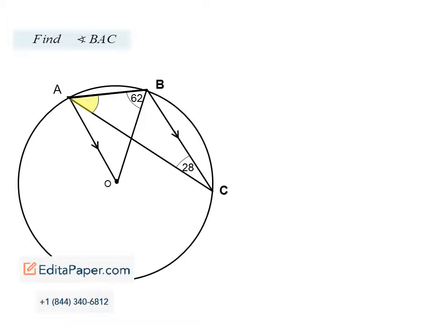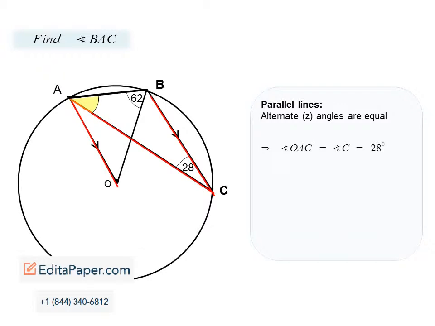Our last angle is angle BAC as shown, and to find angle BAC we apply the principle of alternate angles. We note that we have a parallel line which results in a Z angle being formed. We already note that one angle is 28 degrees at angle C, and therefore the other angle, the alternate angle OAC, will be equal to 28 degrees as well.